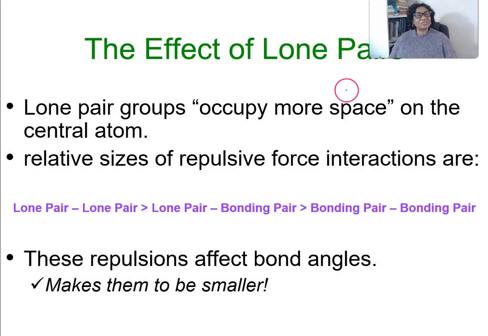Let's look at the effect of lone pair of electrons. Lone pair groups occupy more space on the central atom, and relative sizes of repulsive force interactions are lone pair-lone pair greater than lone pair-bonding pair, and lone pair-bonding pair greater than bonding pair-bonding pair. This repulsion affects bond angles and makes them smaller.